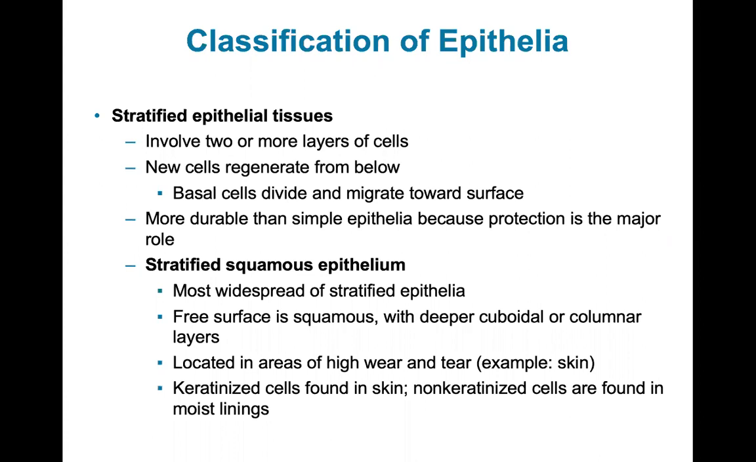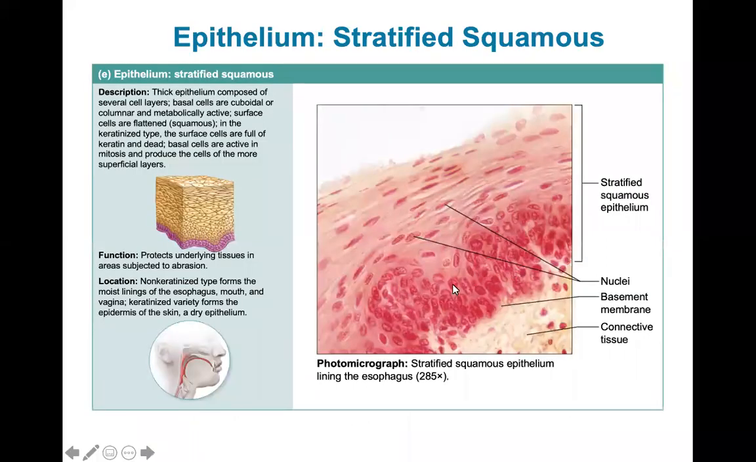Which brings up the next and final point of this slide, which is keratinized cells. Keratinized cells just means that they are filled up with that protein called keratin. So if you look here, you can see here's our basal surface, but as you get towards these outer layers, they don't even really look like cells anymore. It's just kind of layers.